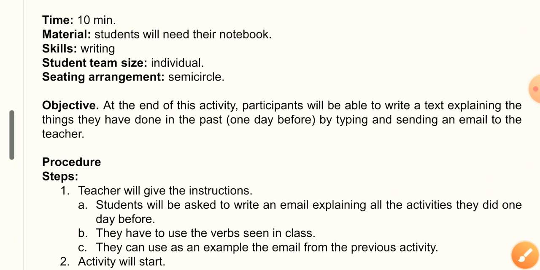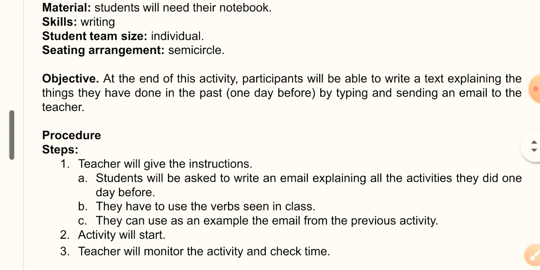Okay, so the objective is the following. It's the next one, sorry. At the end of this activity, participants will be able to write a text explaining the things they have done in the past or one day before. Easy. By typing and sending an email to the teacher. So the first part of this activity is easy. The teacher will give instructions, and the students are going to start writing the first idea of their email in the notebook, writing all of the things that they did one day before.